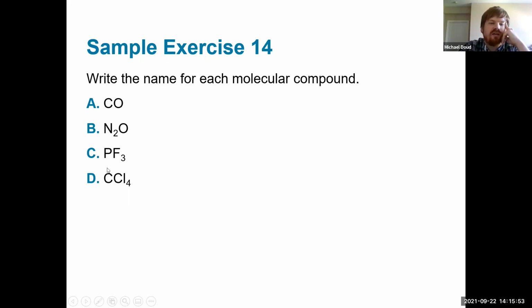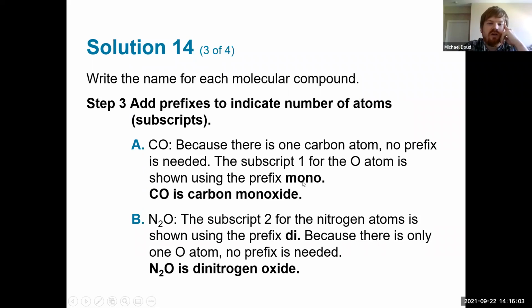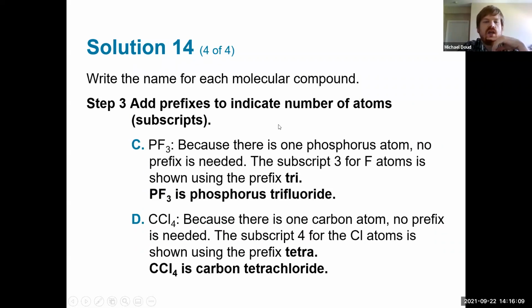Okay, and then D is CCl4. That's one carbon followed by four chlorines. So that's carbon tetrachloride. Looking at the answers here, carbon monoxide, dinitrogen oxide, or I think you should say dinitrogen monoxide here. PF3, phosphorus trifluoride. CCl4 is carbon tetrachloride.